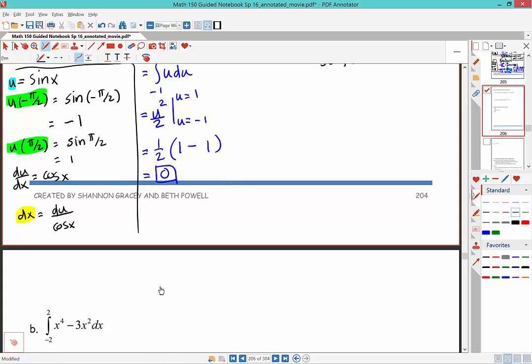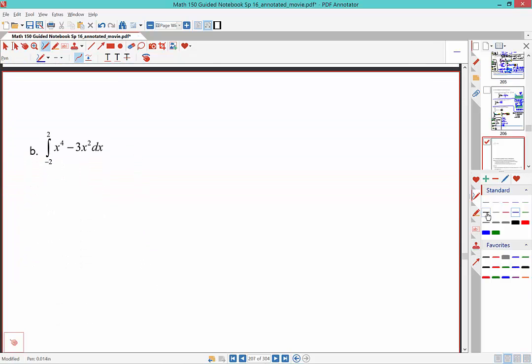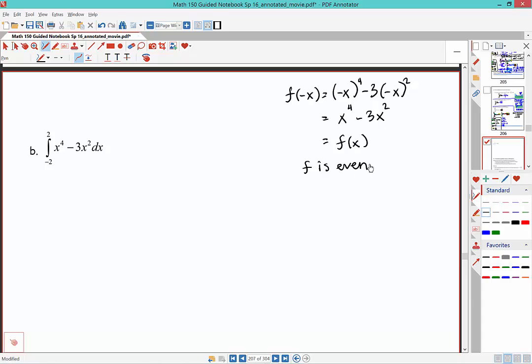Okay, so same deal here. Let's test to see if it's odd or even. So f at negative x is equal to negative x to the fourth minus 3 times negative x squared, which is equal to x to the fourth minus 3x squared, which is equal to our f at x. So f is even. And since we know f is even, we can say this is equivalent to, I'm sorry, a parenthesis here, 2 times the integral from 0 to 2 of x to the fourth minus 3x squared with respect to x.